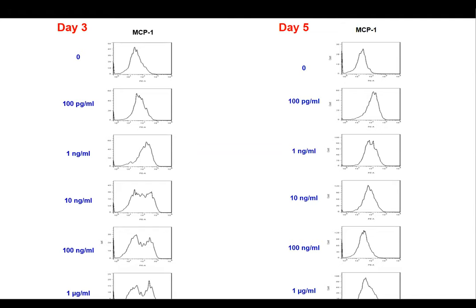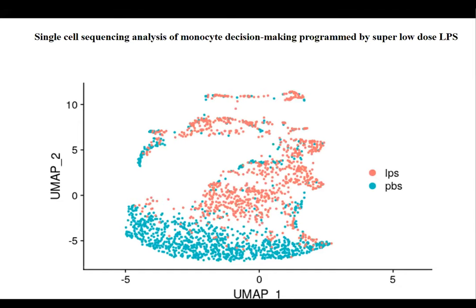Recently we have also done some single cell analysis using a genomics approach. We can see a clear illustration of the competition and the decision-making of cells with low-dose endotoxin stimulation. The blue color is the PBS case. Without LPS stimulation, most of the cells will be in a resting state, but there are some cells already being activated, as shown here in blue. But with continuous stimulation with the super low-dose endotoxin, we start to see the cells shift to a different state.